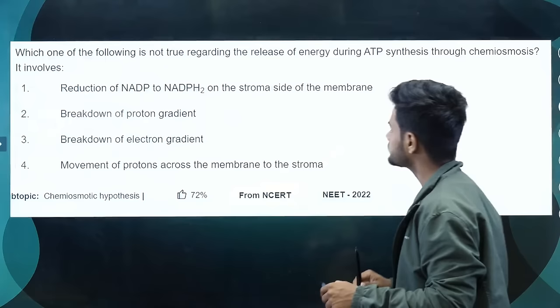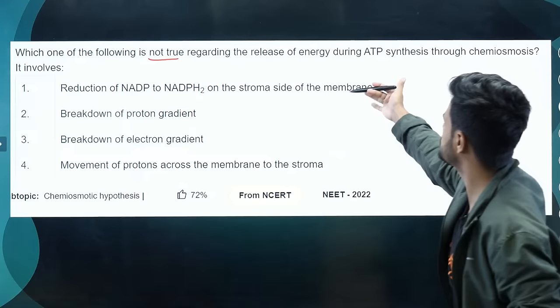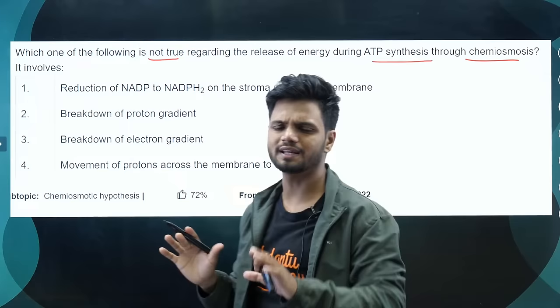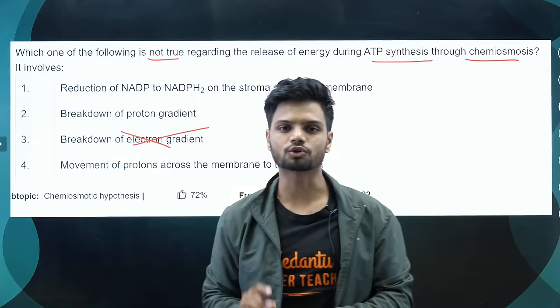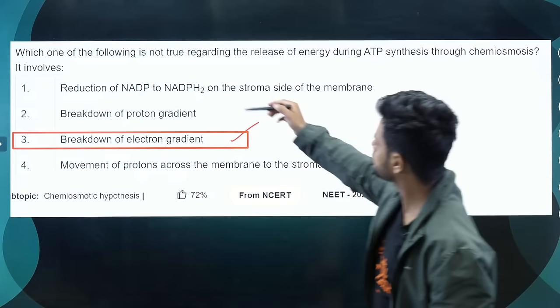Clear? Next question. Which of the following is not true regarding the release of energy during ATP synthesis through the chemiosmotic theory? All of us know in chemiosmotic theory, there is no involvement of an electron gradient. So answer number 3, or C, is correct. Not true. Clear?